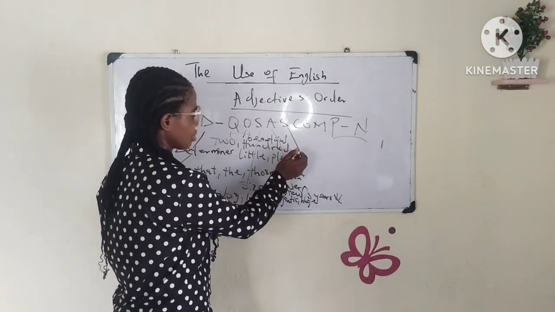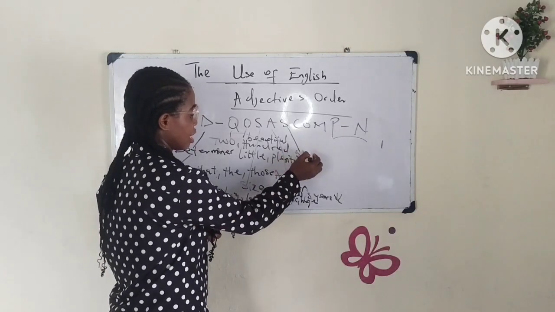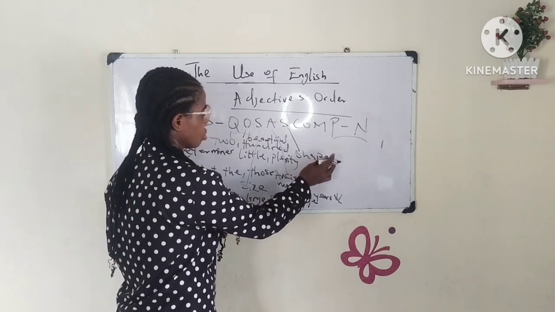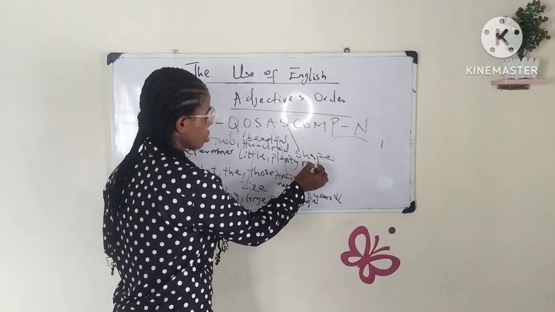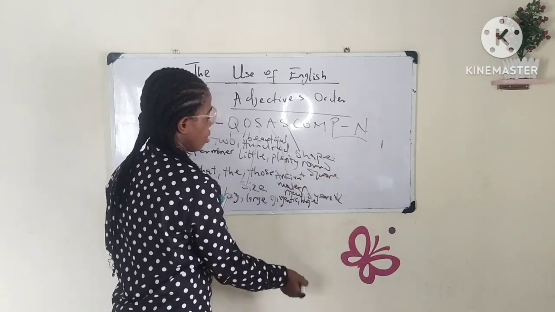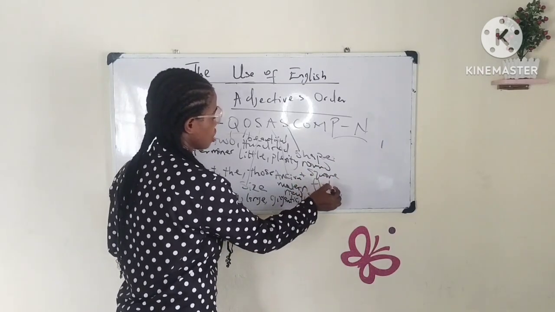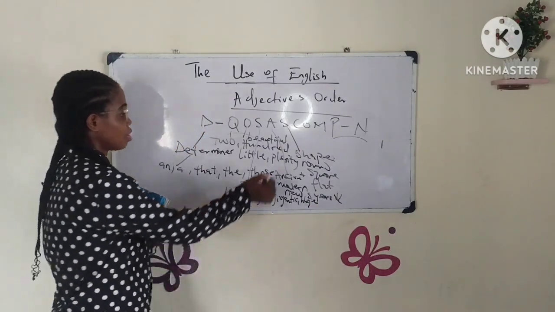What's shape? Okay, shape refers to round, square, flat. What's the shape of the thing that is being described? Now, after shape, what do you have next?